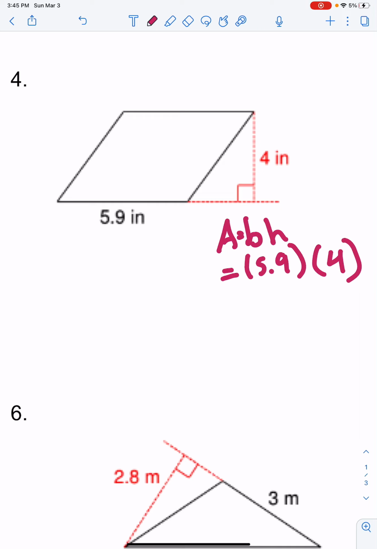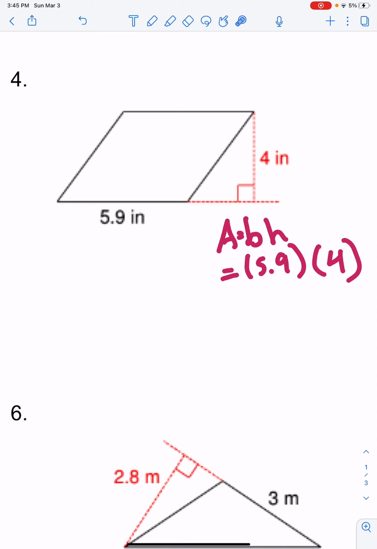Now, remember, if you're given a shape that has more than two numbers, like that could be more than two numbers labeled on this parallelogram, you only need two of them. You need the base and the height. So look for this right angle here. It will point to your two numbers. So this little right angle points to the 4 and it points to the 5.9. So it does not matter if this is labeled and this is labeled and this is labeled. All you need are these two numbers.